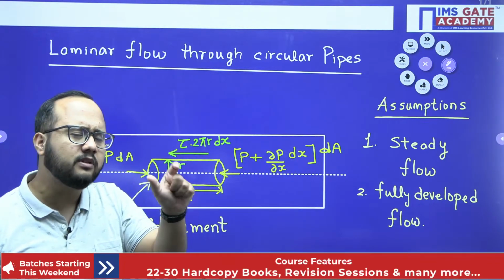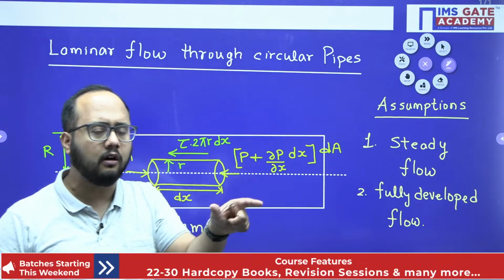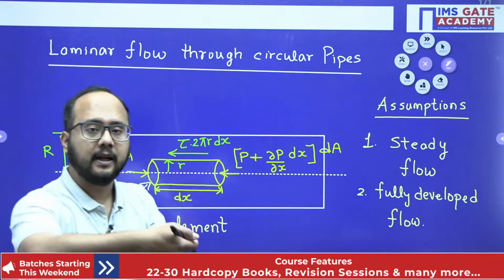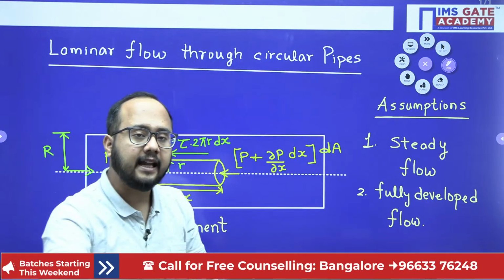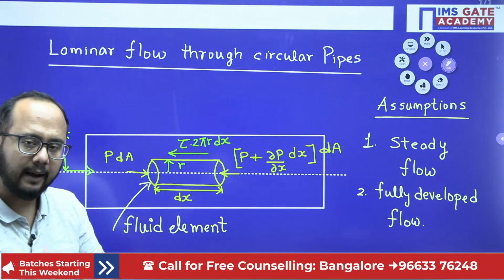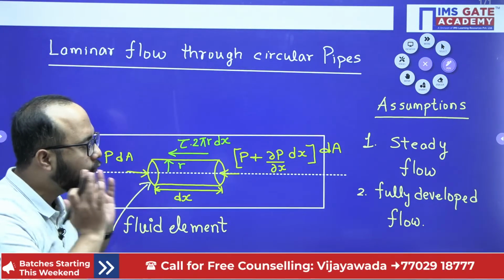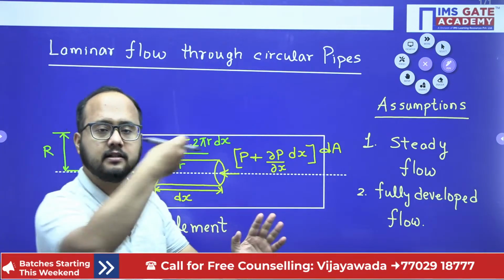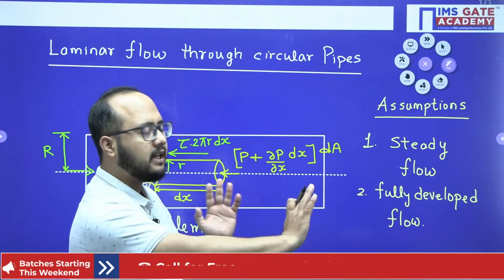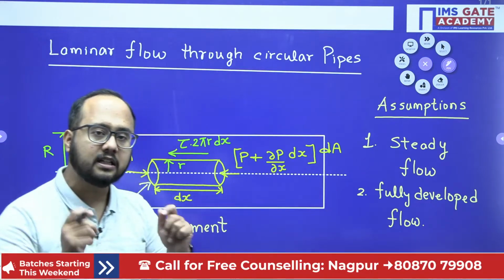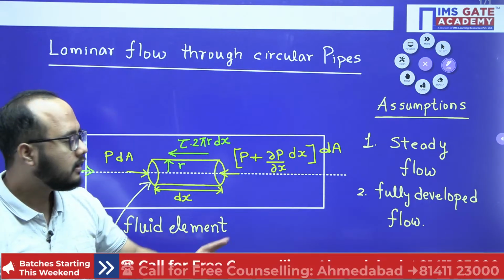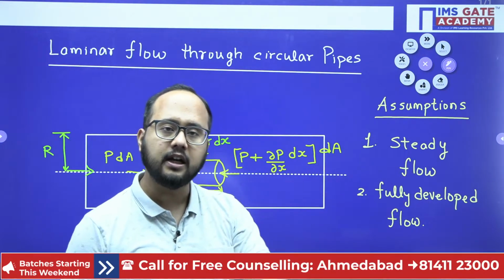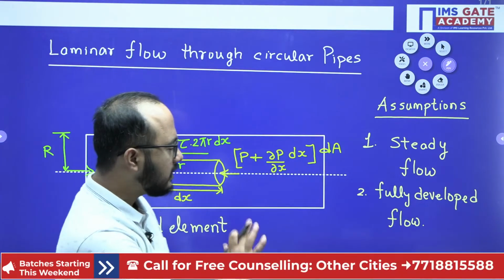So there will be some small distance that we call the entrance region. During that, the flow will be developing, so I am not taking that part into our consideration. I am taking that part in which the fluid is fully developed. There will not be any changes in the fluid flow pattern. Everything will be the same. So fully developed flow is our assumption number 2. Assumption number 1 is steady flow. I hope this much is clear.